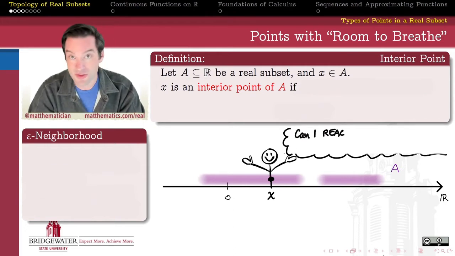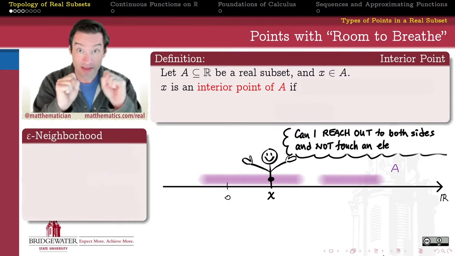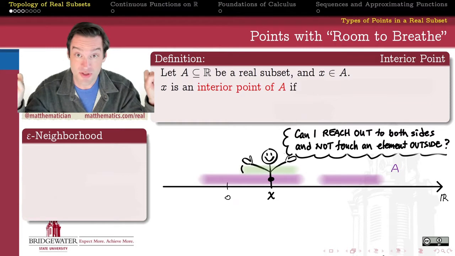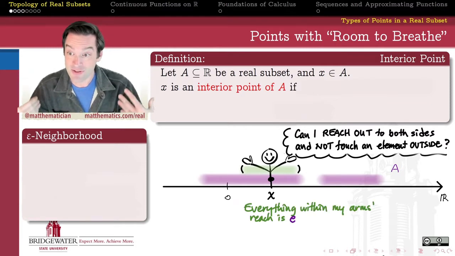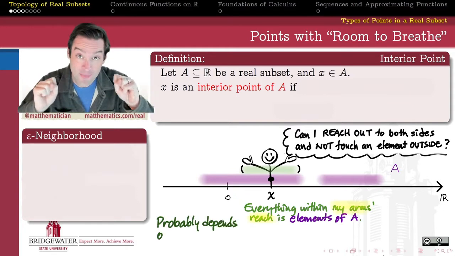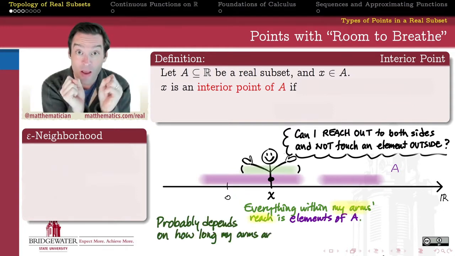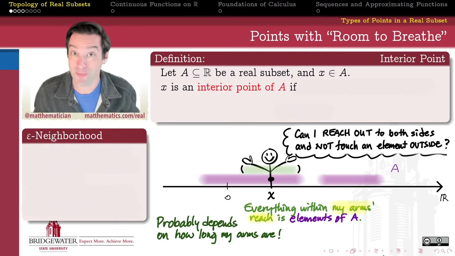So let's imagine that I'm standing on the real number line at the point x. The question is, can I reach out my arms just a little bit, even if it's just a little bit, to both sides of me and not touch anything that's outside of A? So can I reach out my arms and have my arms and hands and everything in the middle be entirely within the set A? And so this question probably depends on how long my arms are.